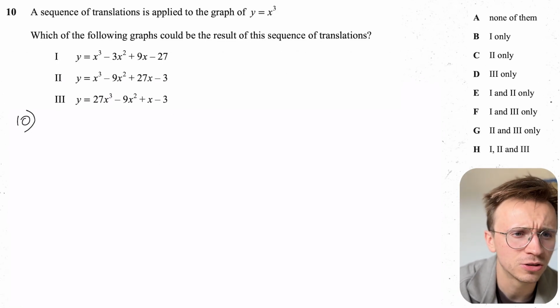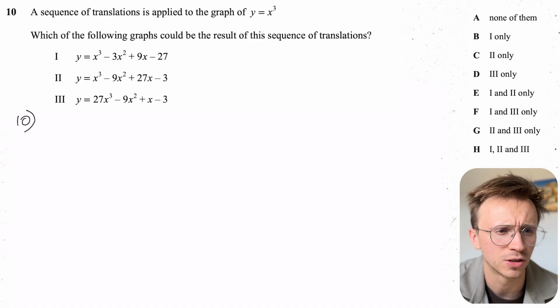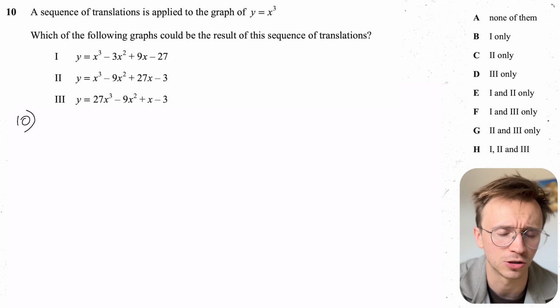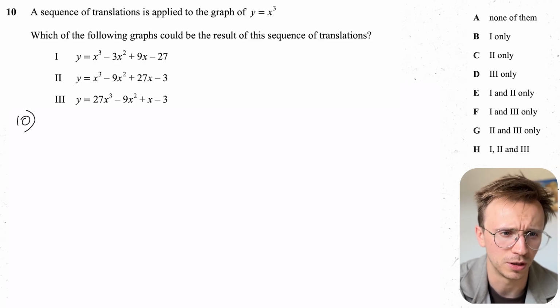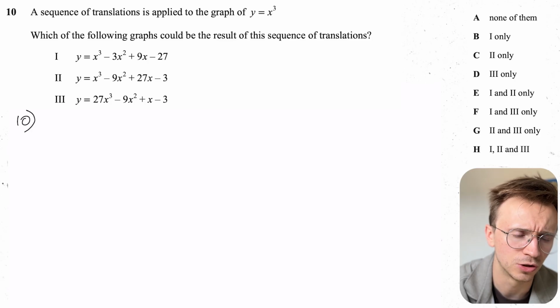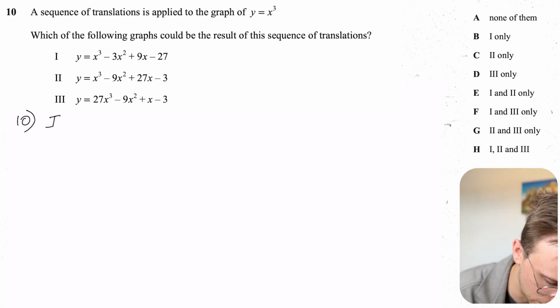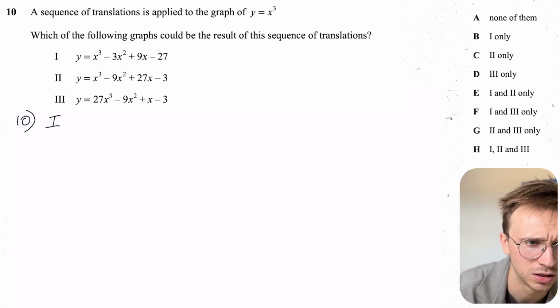Which of these translations is applied onto the graph y equals x cubed? Which of the following graphs could be a result of this sequence of translations? So the x cubed graph is translated. Which one of these could it possibly be? They all look kind of like expansions of a translation to the right or left. So let me try. Can't see it immediately.